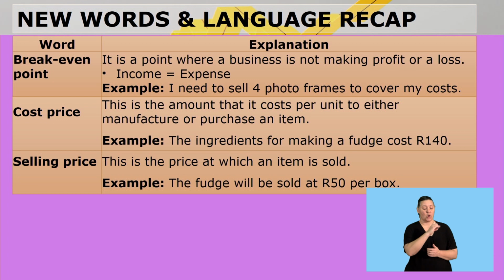Cost price. This is the amount that it costs per unit, either to manufacture or purchase an item. For example, the ingredients for making a fudge cost 140 Rand. Our selling price. This is the price at which an item is sold. For example, the fudge will be sold at 50 Rand per box.